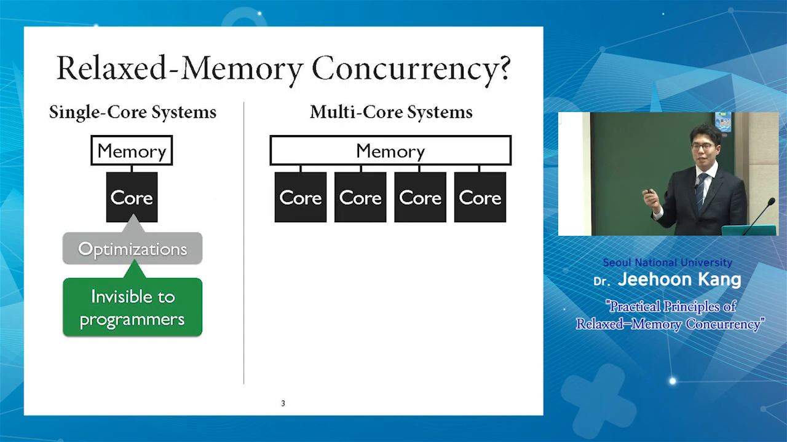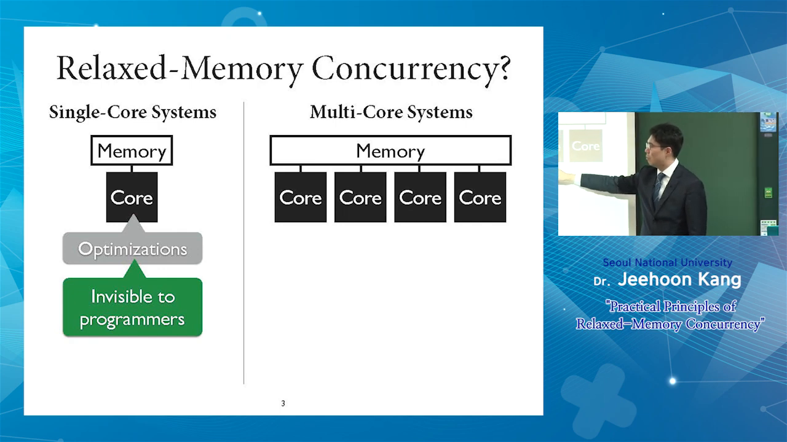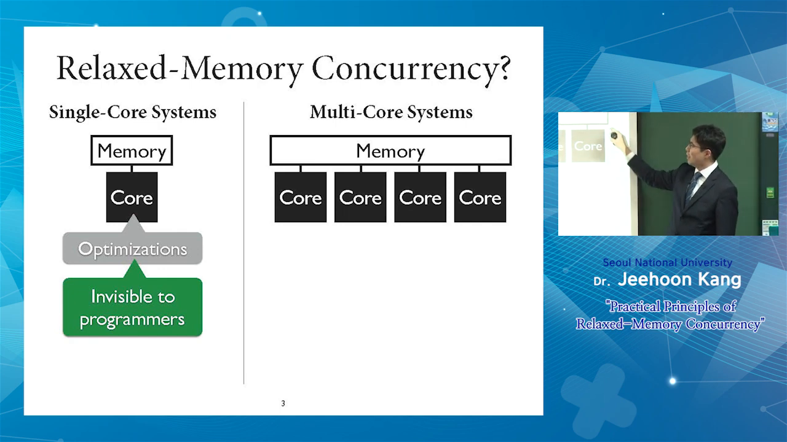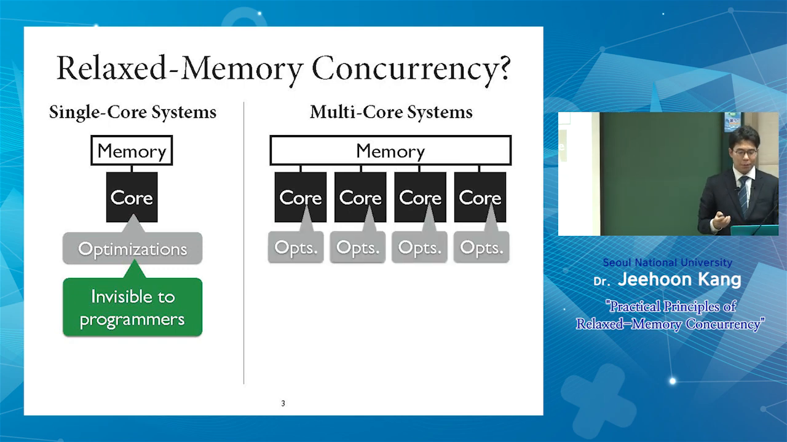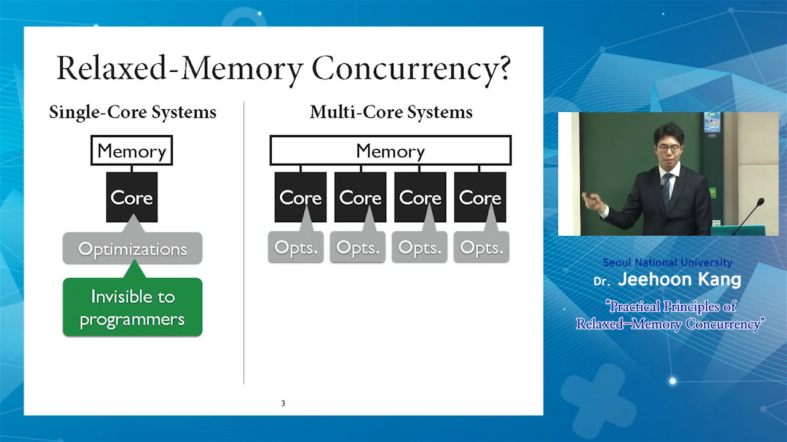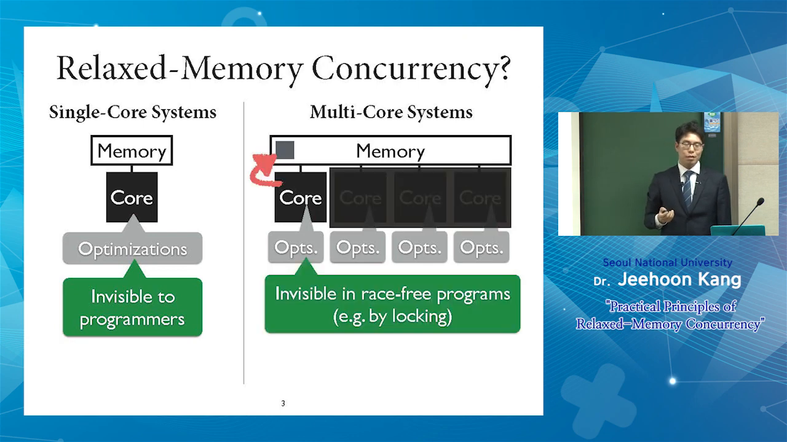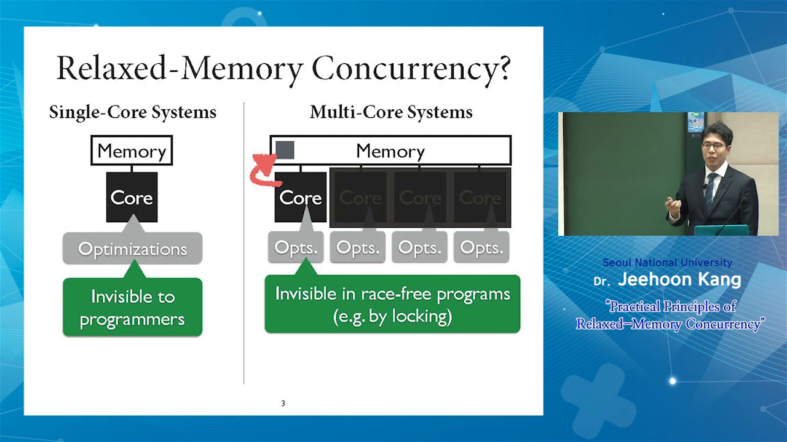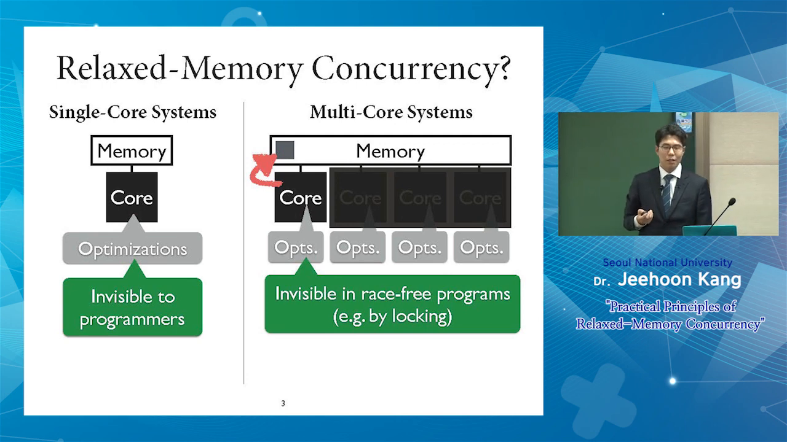Now, multi-core systems are designed based on these single-core systems. Basically, cores are duplicated into multiple cores, but there is still a single memory. The optimizations that were in the single-core systems are also applied to these multi-core systems. Here also, the effects of optimizations are invisible to the programmers as far as the program is race-free. In other words, there's no race in the program. So, in order to ensure this race freedom, programmers usually protect the access to the shared location by acquiring a lock.